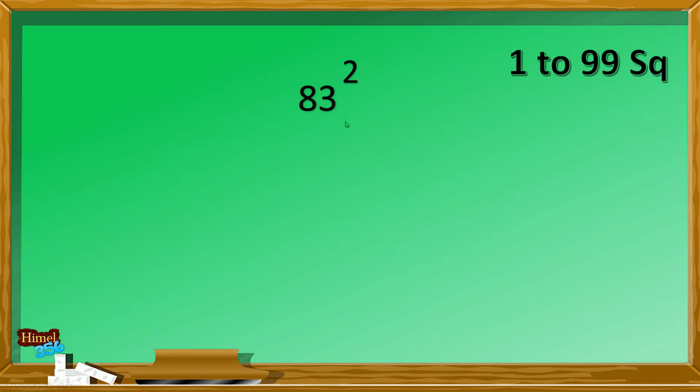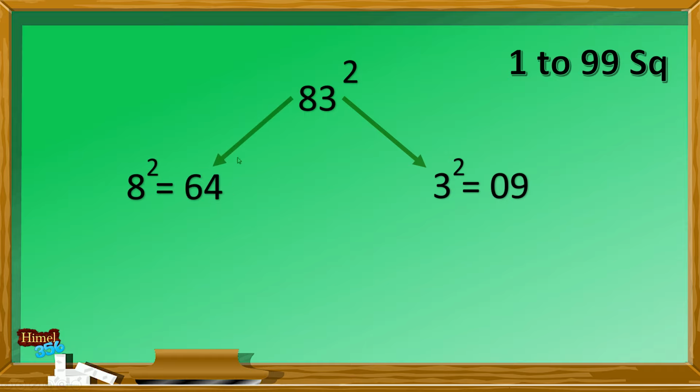If you are still confused, let's jump into another example. So what's the square of 83? The first step is square of 3, so 9. Square of 8, 64. Then multiply between them. So 8 into 3, 24. Then 24 into 2, 48. So 8 into 3 into 2, 48.